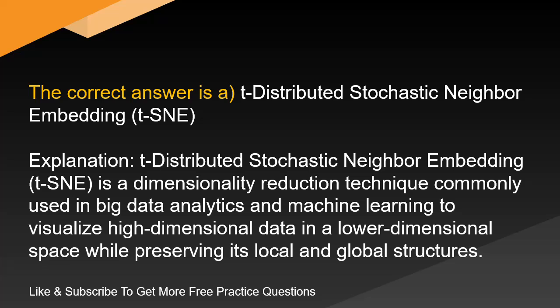The correct answer is A. T-distributed stochastic neighbor embedding, t-SNE. Explanation. T-distributed stochastic neighbor embedding, t-SNE, is a dimensionality reduction technique commonly used in big data analytics and machine learning to visualize high-dimensional data in a lower-dimensional space while preserving its local and global structures.